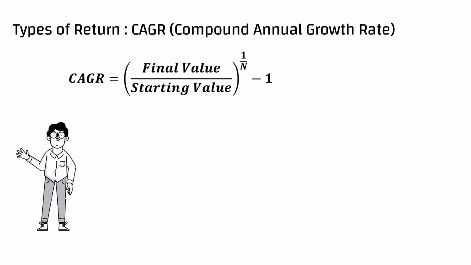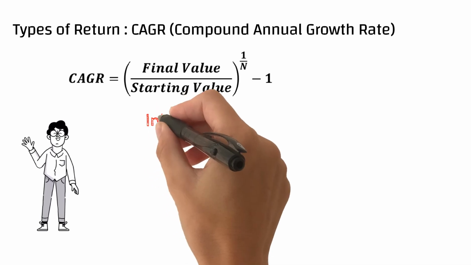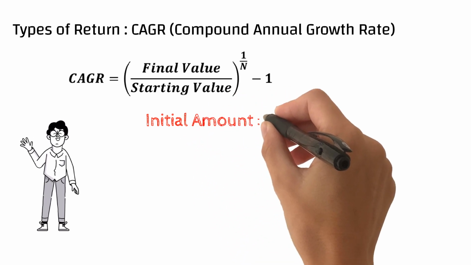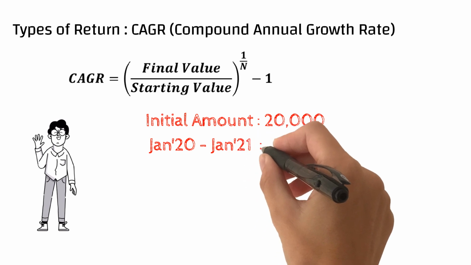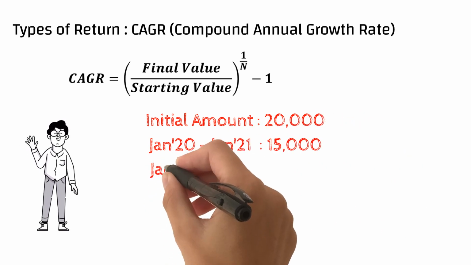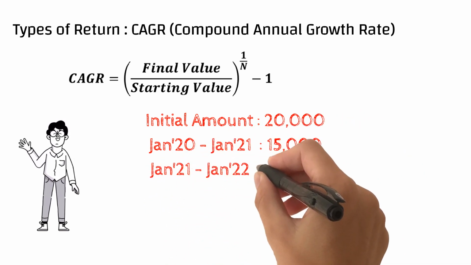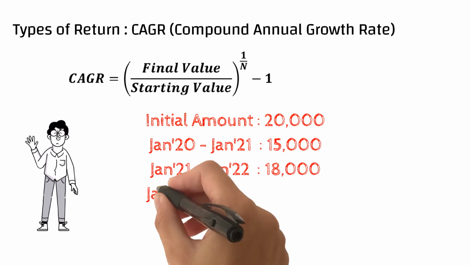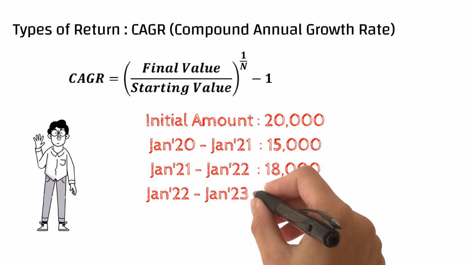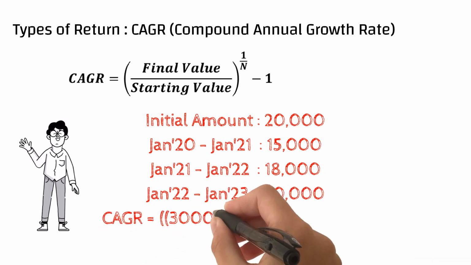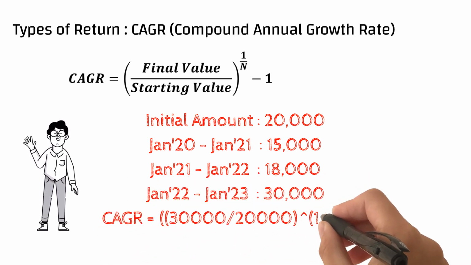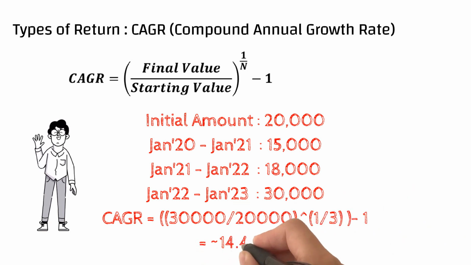Here is our new friend Suresh, who has an initial amount of 20,000 and has invested in a scheme. However, his investment amount decreased to the value 15,000 in the first year, then increased to 18,000 in the second year, and finally became 30,000 in the third year. So using the formula, we can calculate CAGR as the final value, which is 30,000, divided by the initial value, which is 20,000, to the power of 1 by 3 minus 1, which comes out to be 14.47%.